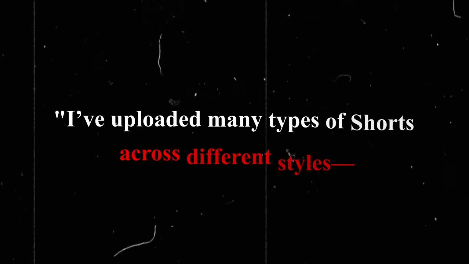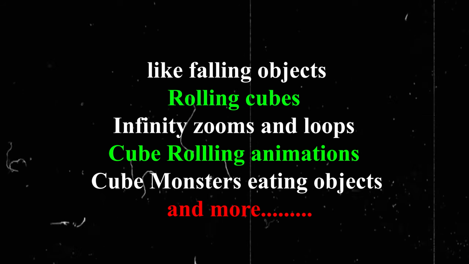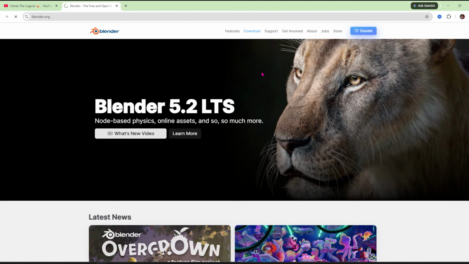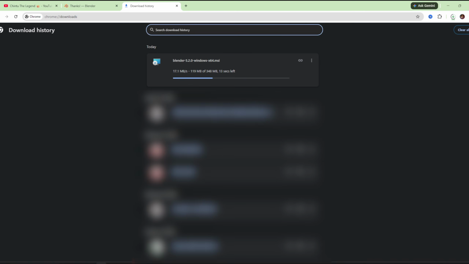I have uploaded many types of shots across different styles like cube rolling, infinity zoom, and loops, cube rolling animation, cube monster eating objects, and more. In this video, I will not go deep on settings, but I will give you a brief overview of my workflow. Now let's download Blender from the official website. I have already installed Blender 5.2, so I am not downloading it again.